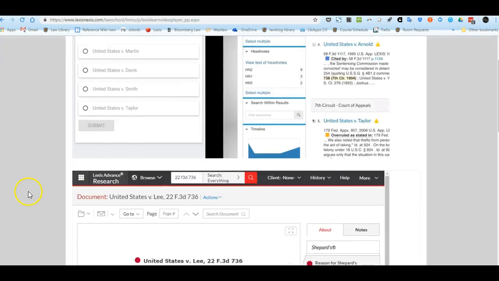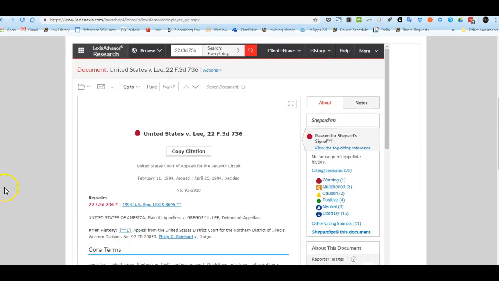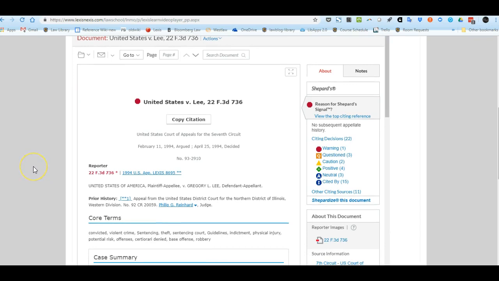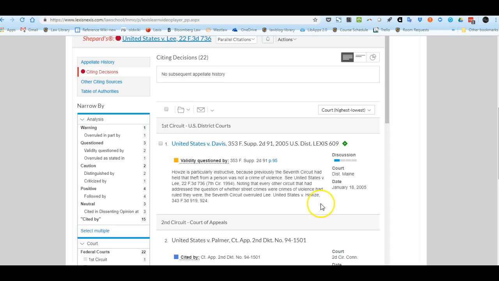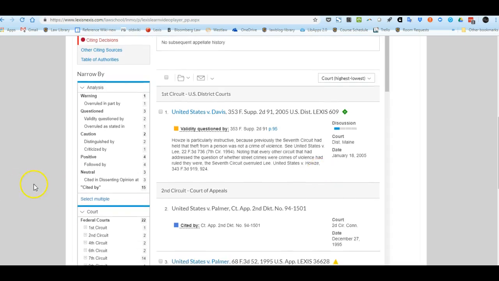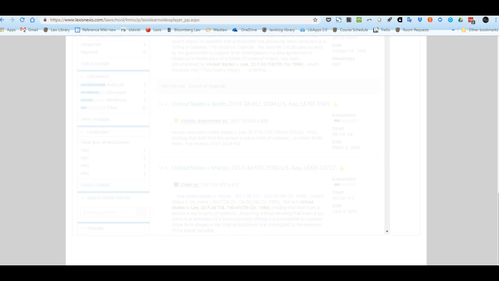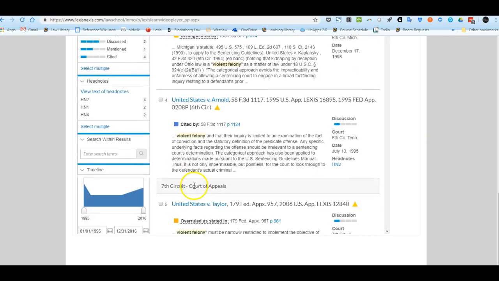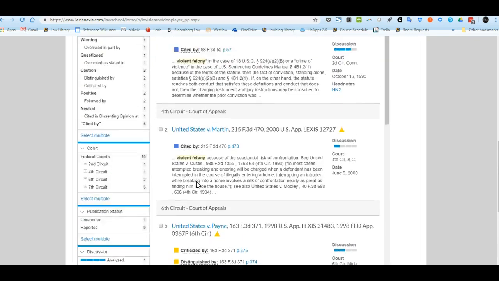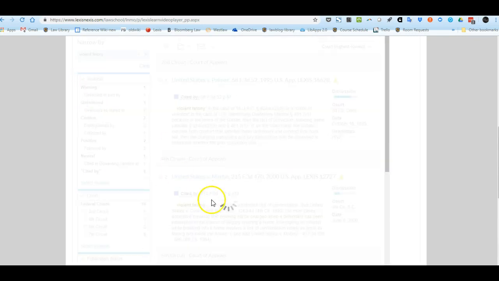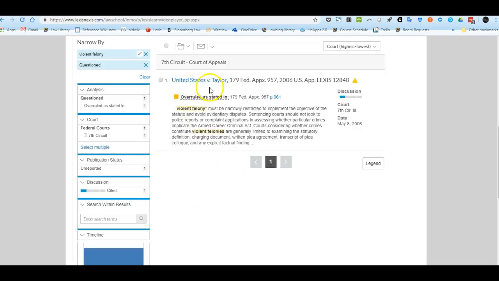Okay. So, Alex Maffey, can you walk us through how you got there? So I'm here at US v. Lee. I'm going to Shepardize. Okay, so search within results for violent felony. Click on question. And that's where we see US v. Taylor.